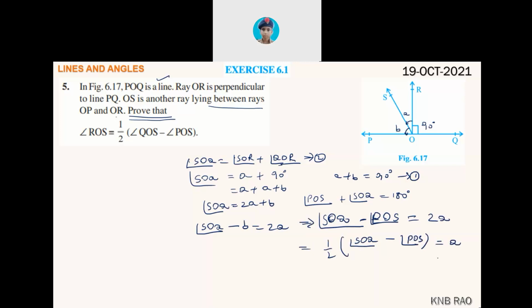Sir, then angle A is equal to angle ROS, or SOR. Absolutely correct, it is proved, sir. Okay, children. What Chandru has done is correct.